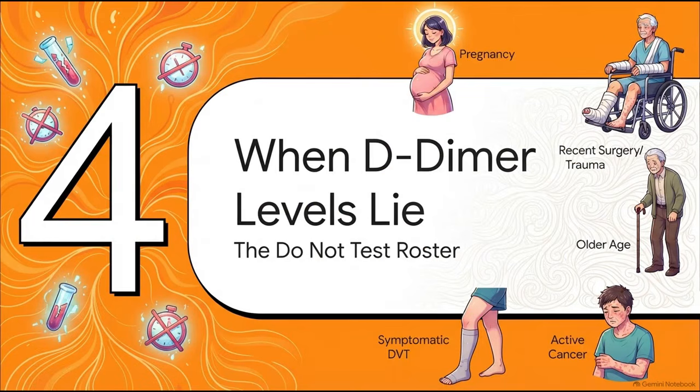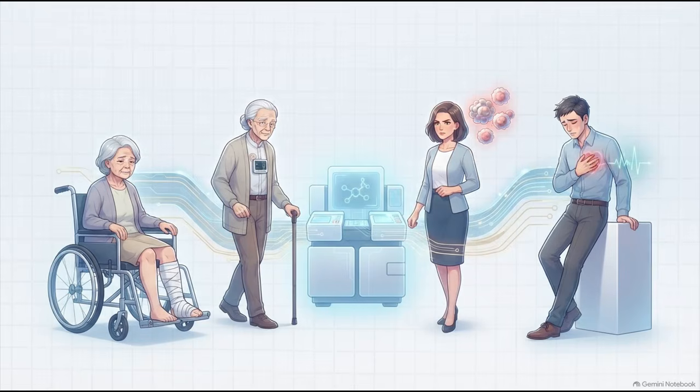Which leads us perfectly into Section 4, when D-dimer levels lie. Let's look at the Do Not Test roster. The reality is, the D-dimer is naturally elevated in tons of physiologic and pathologic states. If your patient is older, has an active malignancy, had surgery in the last 4 weeks, or has severe chronic kidney disease, an elevated D-dimer is practically guaranteed.